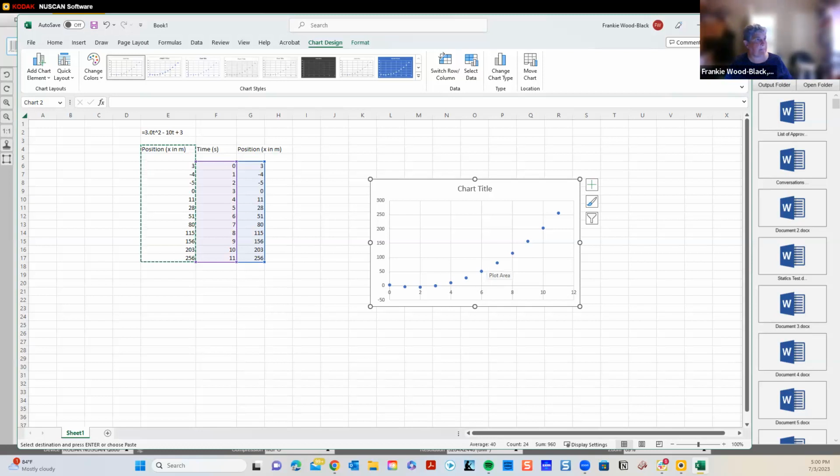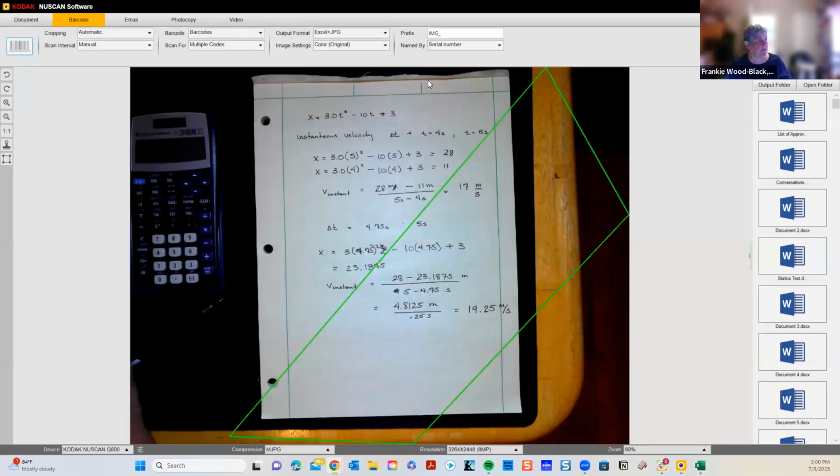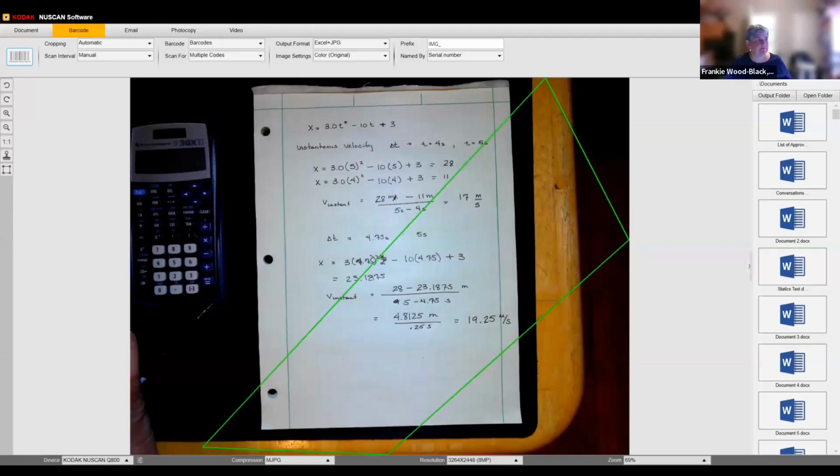So I'm going to go ahead and close that down. I'm going to stop sharing real quick, make sure I'm sharing the right things. So hopefully that helps you with the equation.